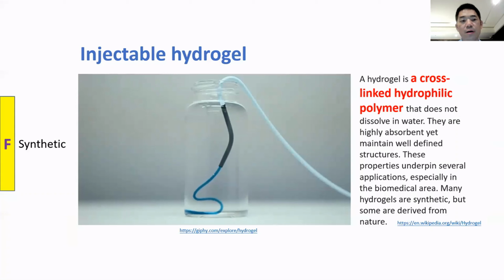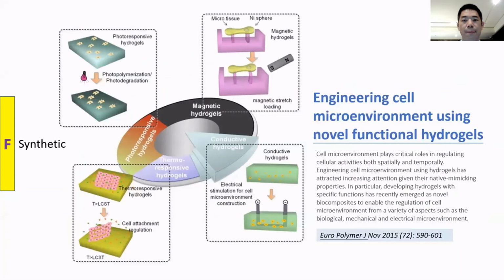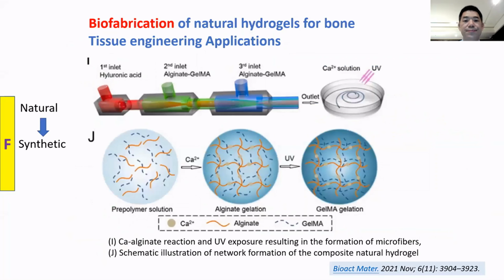The second type of injectable scaffolds are synthetic scaffolds. And the most common ones are injectable hydrogels, as shown here. They are polymer type, and various special ones can be made for special purposes. We can include magnetic hydrogels, photoresponsive hydrogels, thermoresponsive hydrogels, and conductive hydrogels.